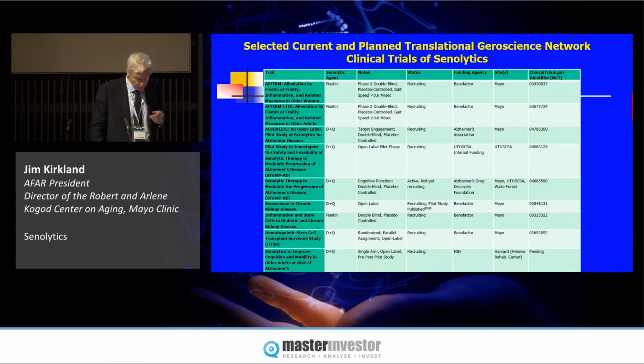There are three studies in Alzheimer's disease. One of them has shown some very, very early promising results, but that was only in a few subjects as a pilot trial. There are trials underway in diabetes and kidney disease. There are trials underway in bone marrow transplant survivors.